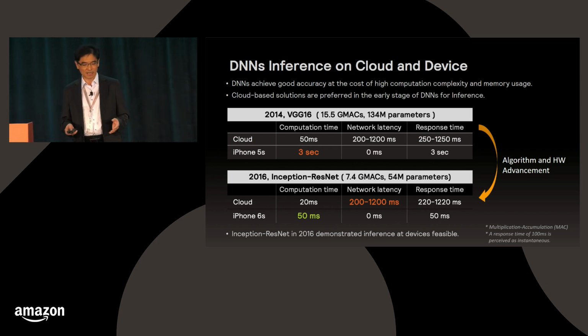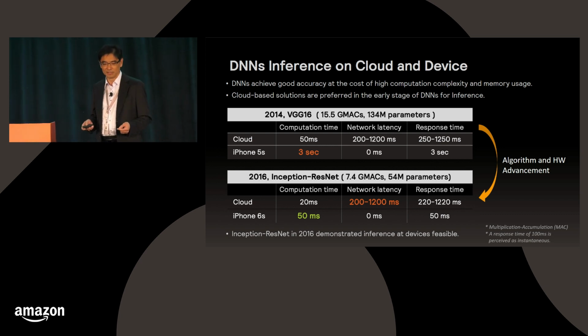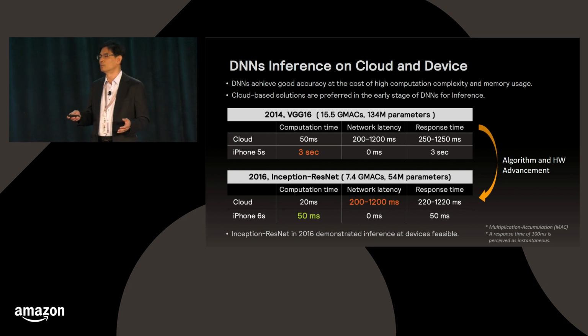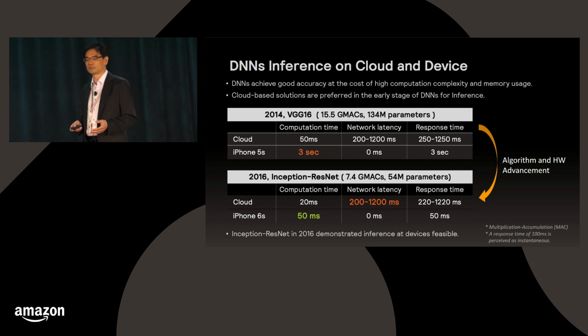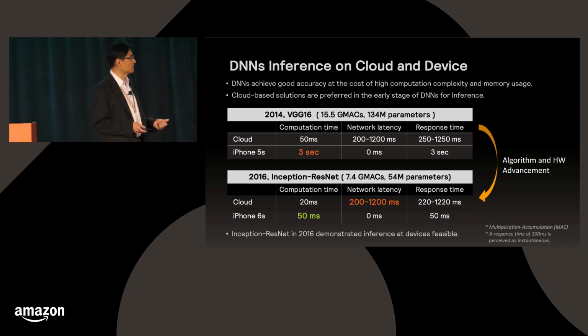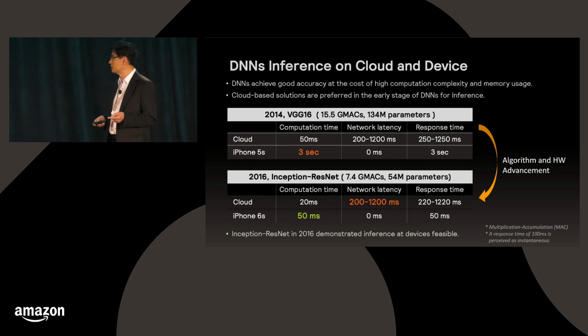However, on the device, the iPhone 6S, the computation time is reduced to 50 milliseconds. It is equivalent to the cloud response time. Therefore, 50 milliseconds is generally good enough for most users and most applications. So here, this shows that deep learning inference on device became feasible. So in 2016, for applications like image classification, the device is a better choice than the cloud.